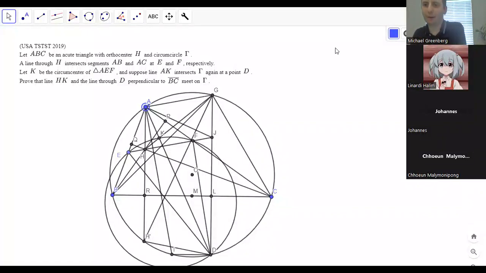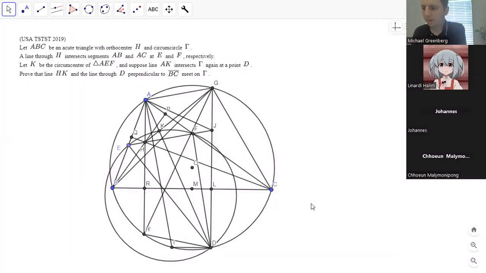Okay, do you want to type it up in the chat? Sorry, Hikari, what the problem you're thinking of is? Okay, I'll take a look at it.